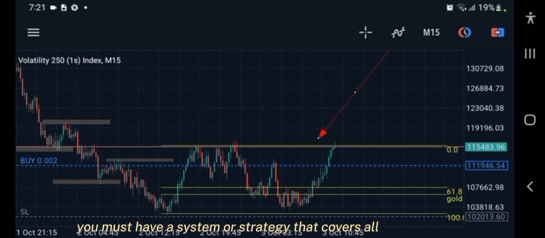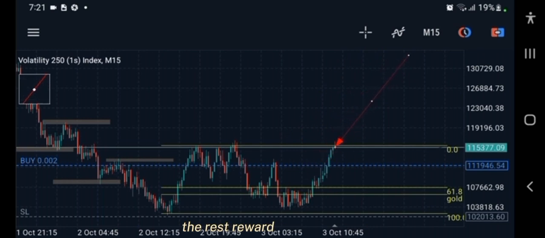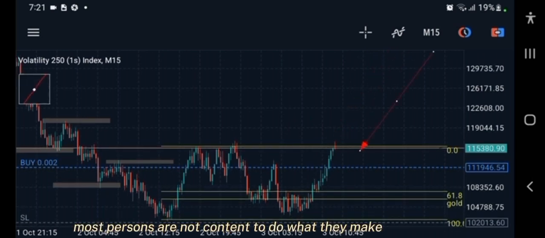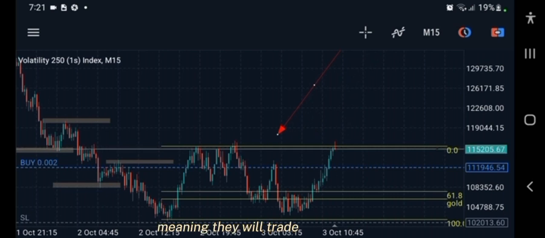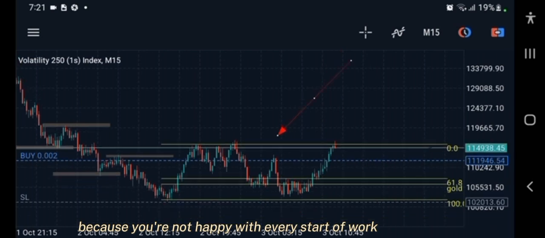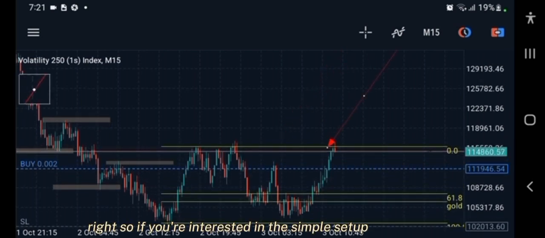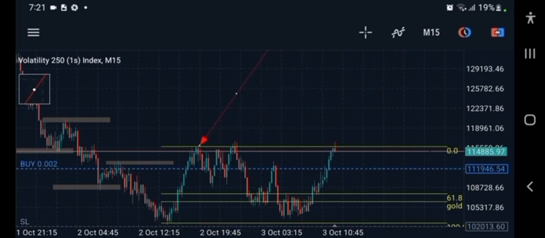Right, you must have a system or strategy that covers all the risk to reward, the wins, the loss, and you guys are happy with what you make and what you lose. Most persons are not contented with what they make and what they lose, so they do a lot of setup hopping, meaning they will trade one setup, it doesn't work for a week, they change. Or even if they do make profit from it, they keep changing it because they're not happy with the risk to reward.